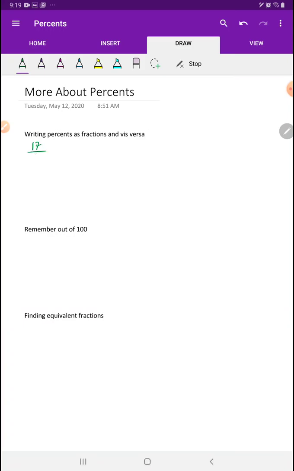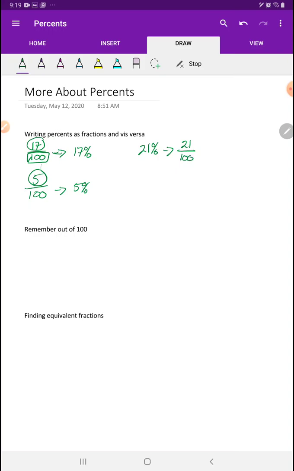So let's say you have 17 out of 100. What is that percent? That's 17% because it's a 17 on top of 100. What if you have 5 over 100? Well, that's 5% because you have a 5 over 100. Okay, now what if you have 21% and you want to turn that into a fraction? That's 21 over 100. Ta-da!